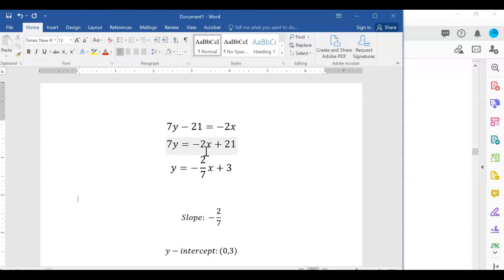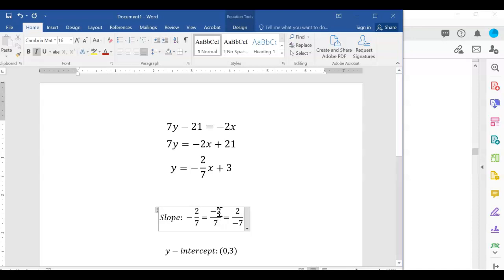Okay, so there we go. So negative 2/7, I'm going to think of that as a negative 2 over a positive 7, or you can also think of this as a 2 over a negative 7. So either go down 2 to the right 7, or go up 2 to the left 7. But we're all going to start at (0, 3).